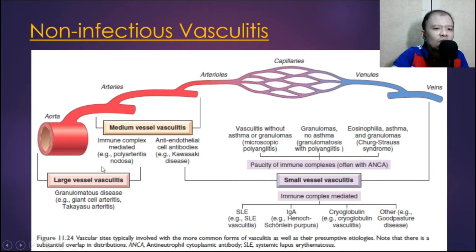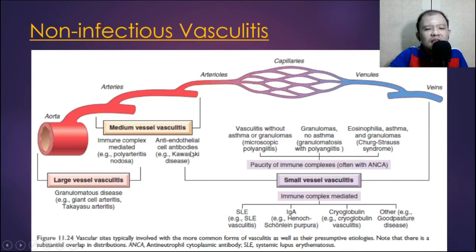Number one, we have the large vessel vasculitis, as exemplified by granulomatous diseases caused by giant cell arteritis and Takayasu arteritis. Next is medium vessel vasculitis, affecting arteries and arterioles. If it's immune complex mediated, this is polyarteritis nodosa. If it's anti-endothelial cell antibodies mediated, this is Kawasaki disease.